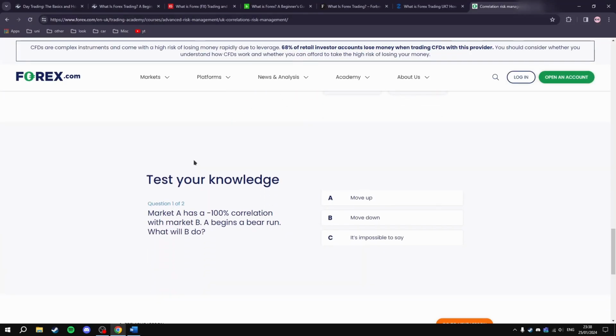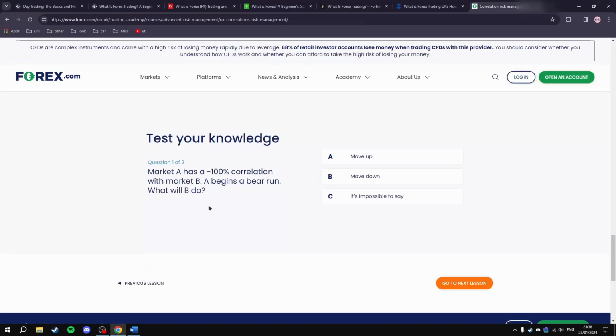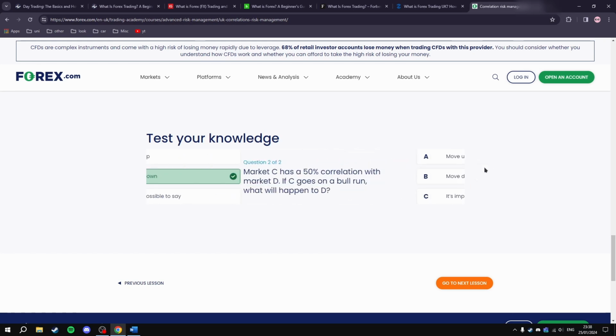Right, okay, so I think that's done. Market A has a minus 100% correlation with market B. A begins a bear run. Opposite, a bear goes down. If it's a downward trend, B will move up. Oh no, bear goes up. Sorry, bear goes up, bull goes down. So it will go down.